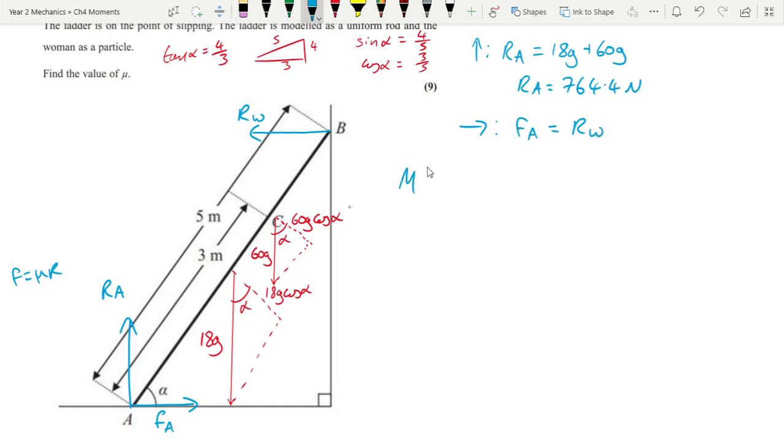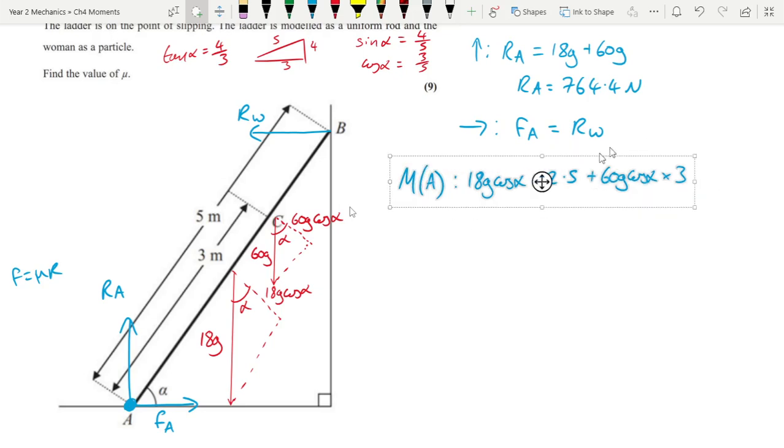So now we can do moments about A. We'll just do moments about the bottom of the ladder here. So we have got 18g cos alpha, so that's the perpendicular component, times the distance away. It's halfway up the uniform ladder, so that's going to be times 2.5 meters. We've also got 60g cos alpha times 3 meters up the ladder. That was the woman who was on the ladder. I'm just going to move this to the side because it's getting a bit long.